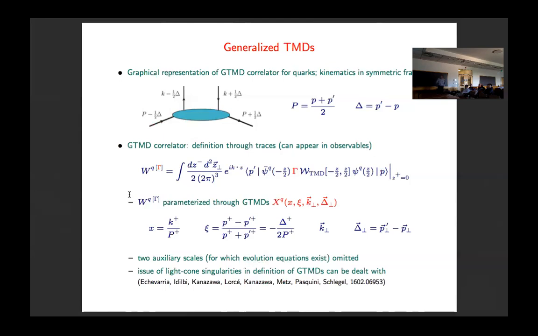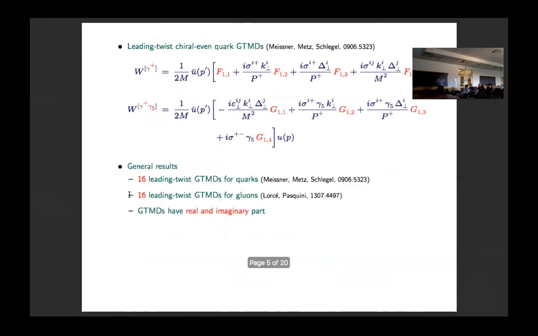Now let's take a look at the parameterization of this object, and I confine myself to the chiral even leading twist quark GTMDs. So if we sandwich gamma plus between the two quark fields, it means unpolarized quarks. In that case, we find 4 GTMDs, which at the time we named F11 through F14. Likewise, for longitudinally polarized quarks, gamma plus gamma 5, another 4, G11 through G14. It's well known that if you look at the corresponding parameterizations for TMDs and GPDs, we have 2 functions only in each case. So you see already basically twice as many here.